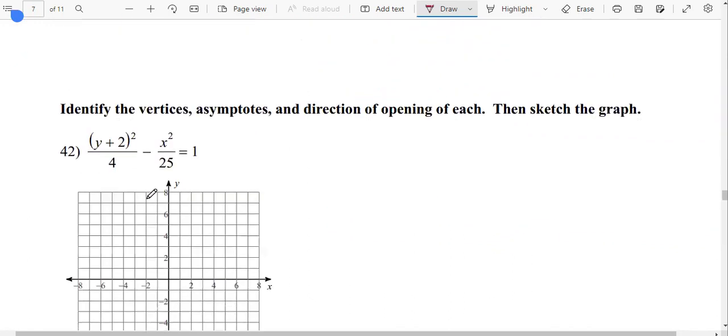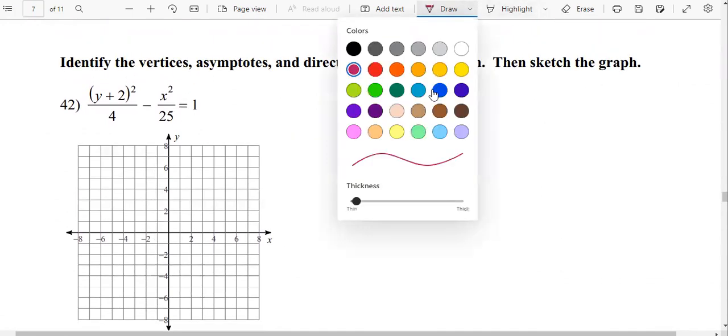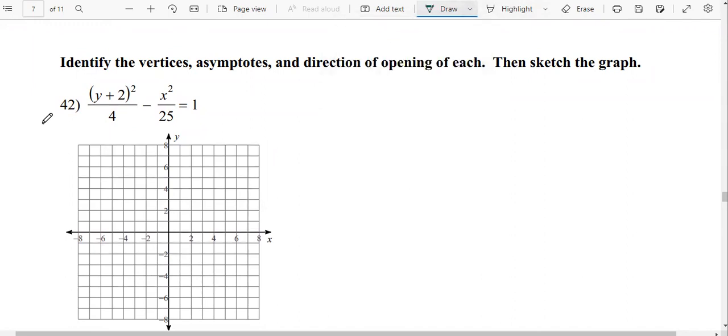All right, let's try a hyperbola. Let's been a while, hasn't it? So you see the y comes first. There's a minus sign in here, which is how we know it's a hyperbola. And so it should open like this because the y has come first. So let's do the coordinates. We've got x equals 0. The y is -2. So that would be the center.